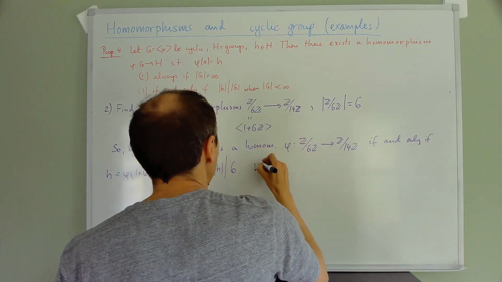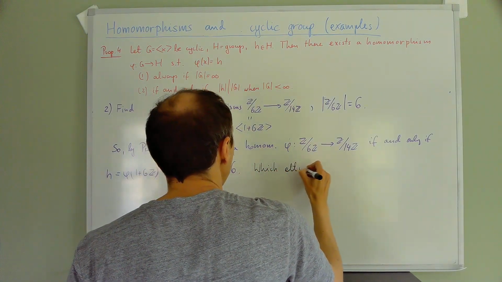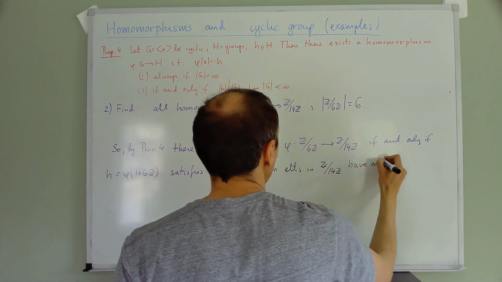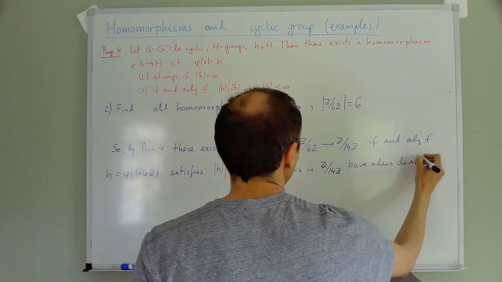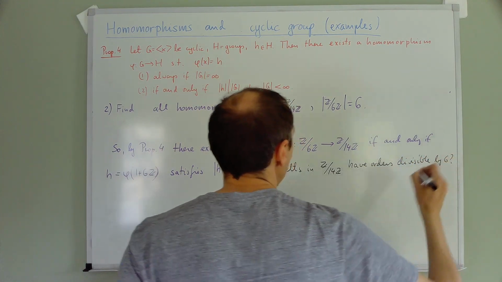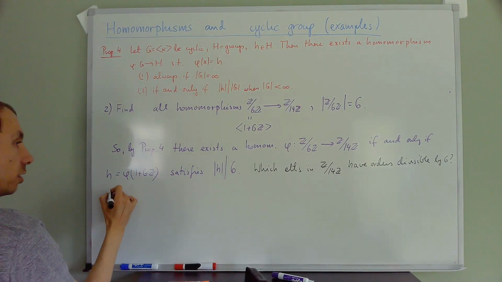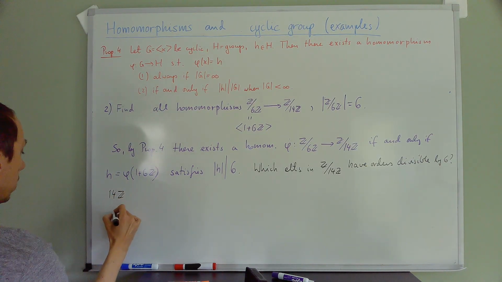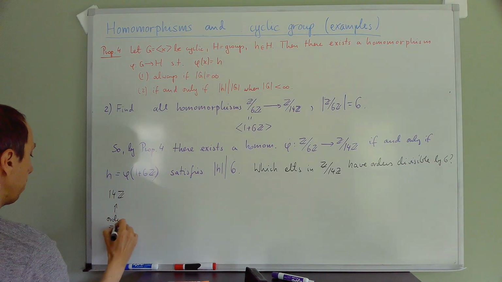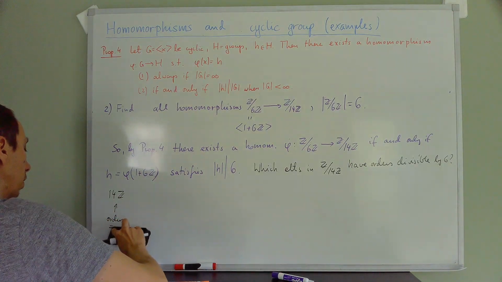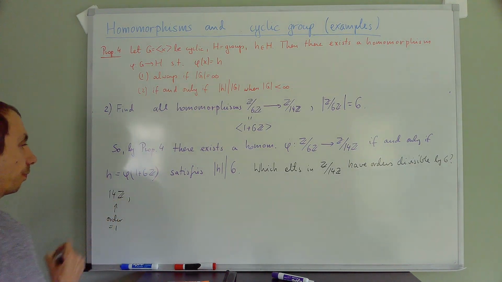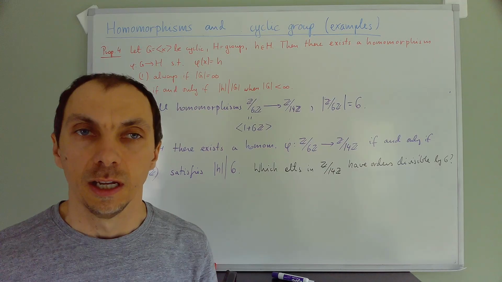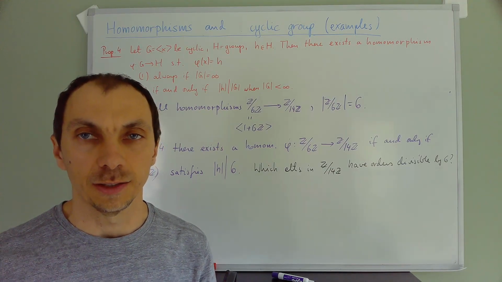So which elements in Z mod 14Z have orders dividing 6? All right, let's try to list them. Certainly 14Z, because the order is, sorry, the order is equal to 1. And 1 certainly divides 6. 1 plus 14Z has order 14. That doesn't divide 6. 2 plus 14Z, think about it, has order 7. That doesn't divide 6.